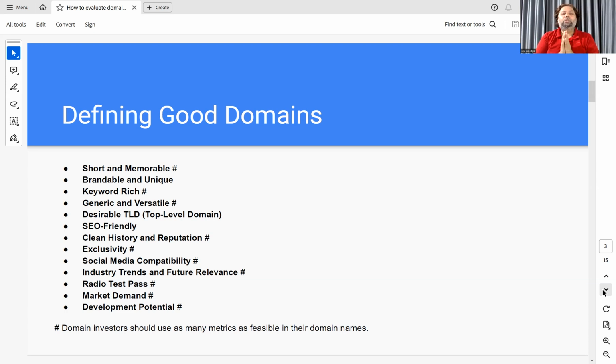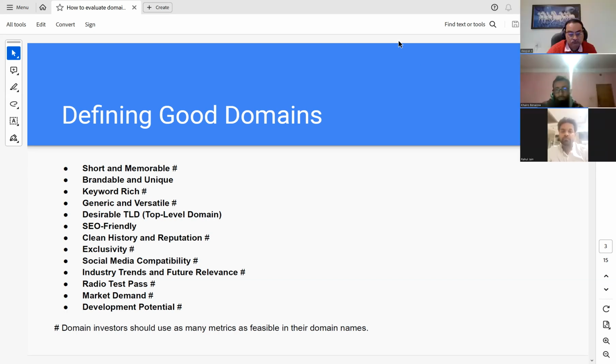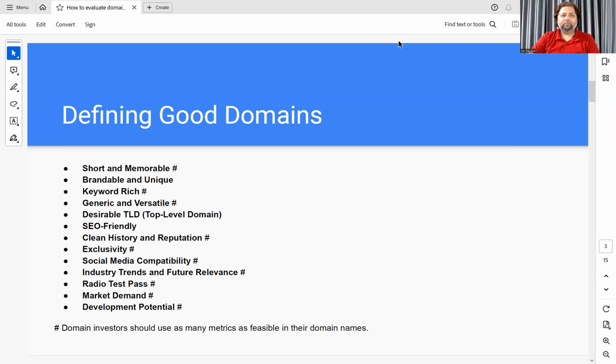Right. Okay. And domains should be SEO friendly. Can you tell me in the chat box what is SEO friendly? I want quick answers. What is SEO friendly in terms of a domain name? Keyword in that domain name. Okay. Exact match domains. More searches. Okay.